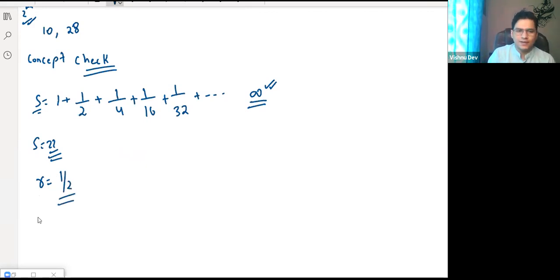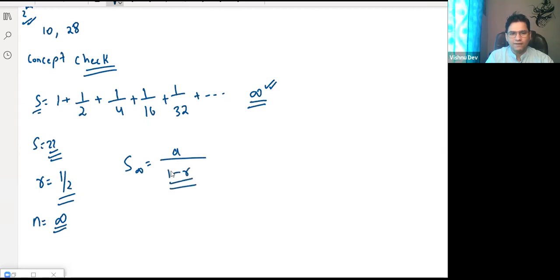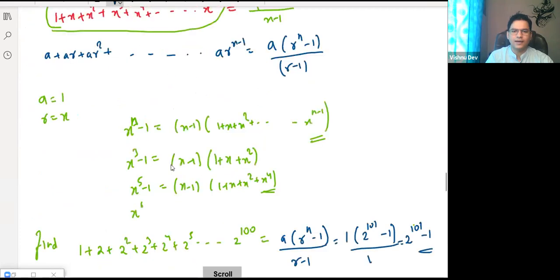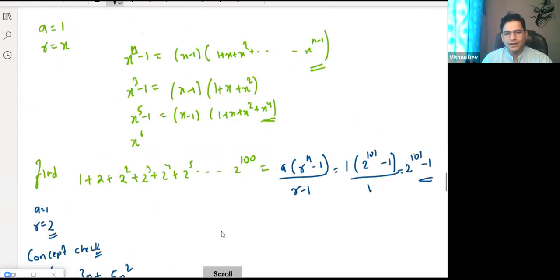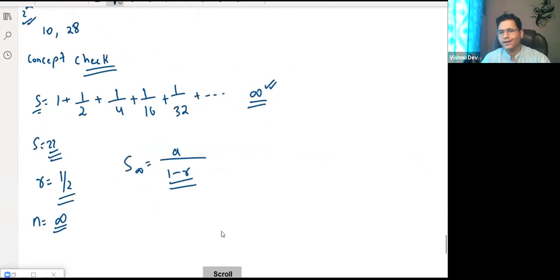And what is n? N is equal to infinity. So, before starting the class, did I tell you that if r is less than 1 and n is infinity, then S infinity is given by a by 1 minus r? I told you at the start. It was a direct application, wasn't it? I think many students forgot to add one. So it is 1 by 1 minus 1 by 2. So the answer is 2.